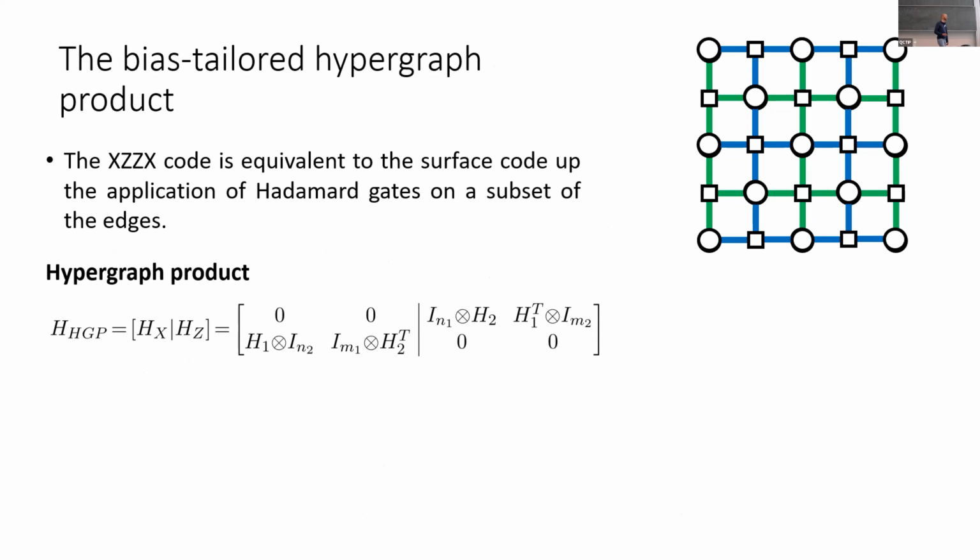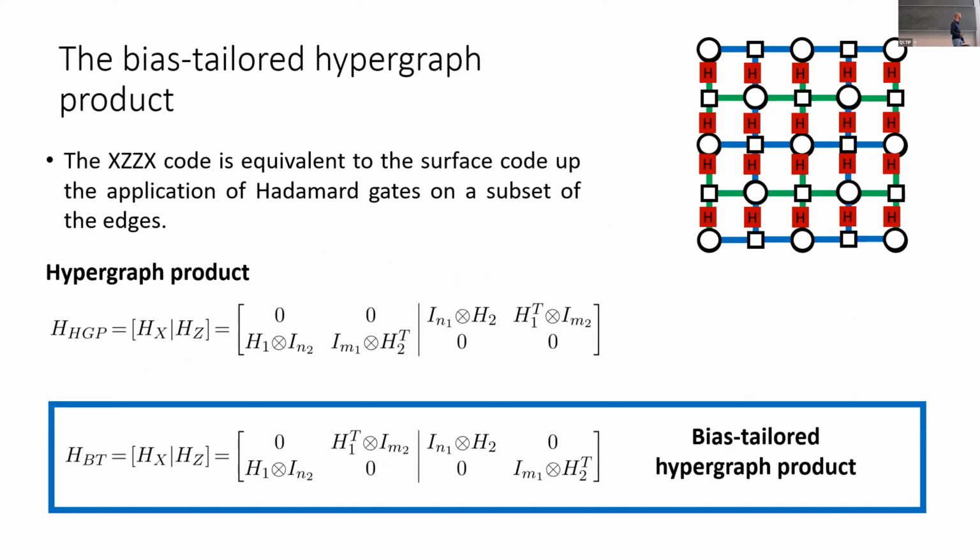And what we realized is that the surface code actually only differs from the XZZX code by a Hadamard on a subset of the qubits, specifically the qubits that act vertically. What this corresponds to in terms of the hypergraph product code equation is swapping blocks 2 and 4 in that matrix. And this gives us a bias-tailored hypergraph product that can be used to create quantum LDPC codes that respond well in the bias noise regime.